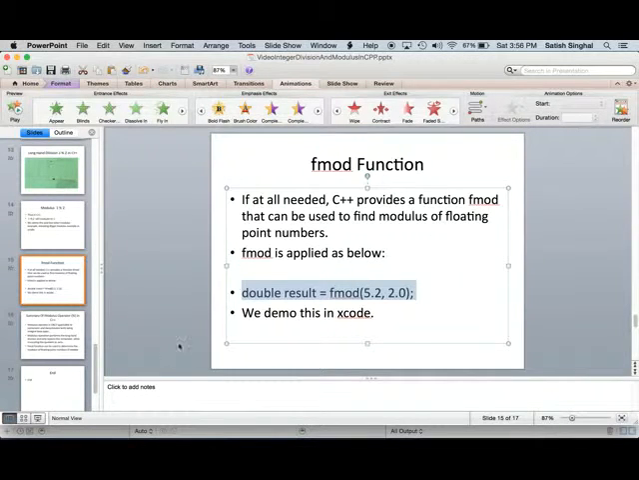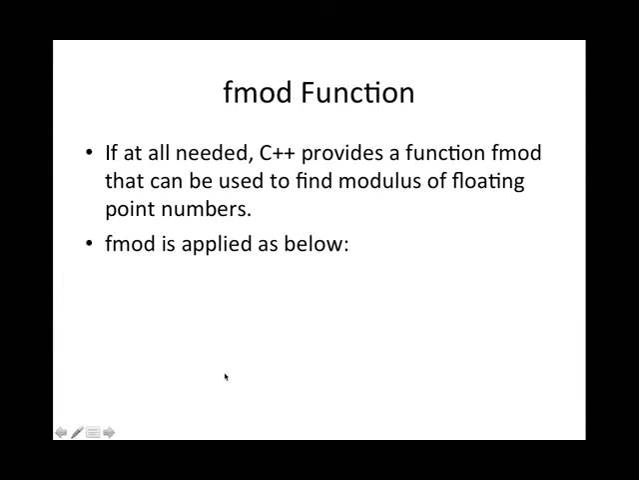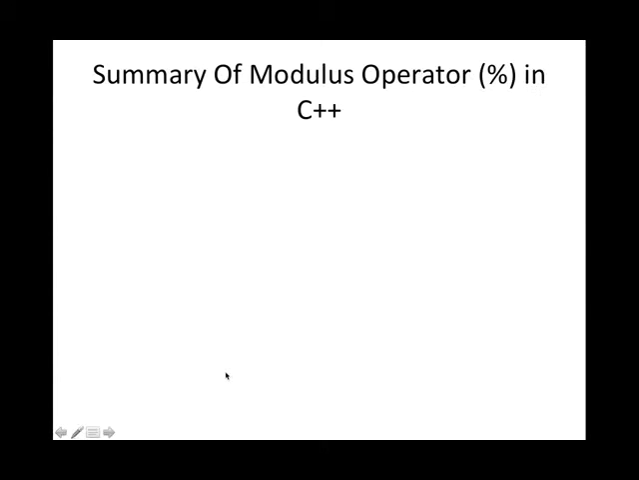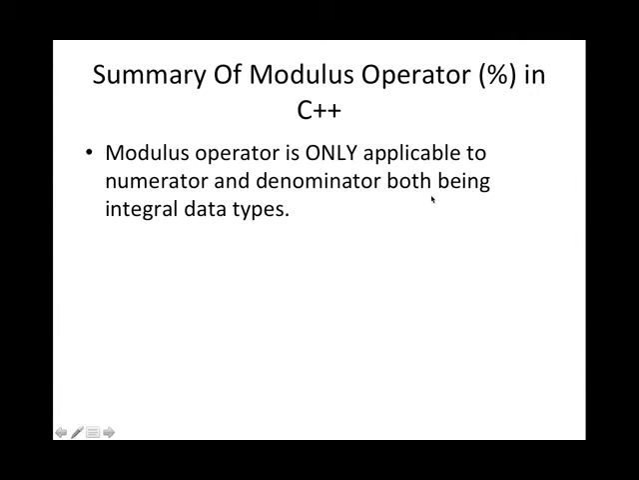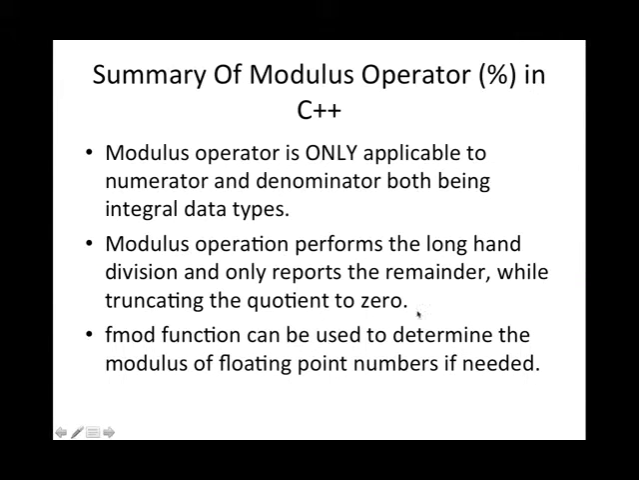So we showed that in Xcode. All right, we did that already. This is the summary of the modulus operator in C++. Modulus operator is only applicable to numerator and denominator both being integral data types. Modulus operation performs the longhand division and only reports the remainder while truncating the quotient to 0. An fmod function, using the cmath include, can be used to determine the modulus of floating point numbers if needed.